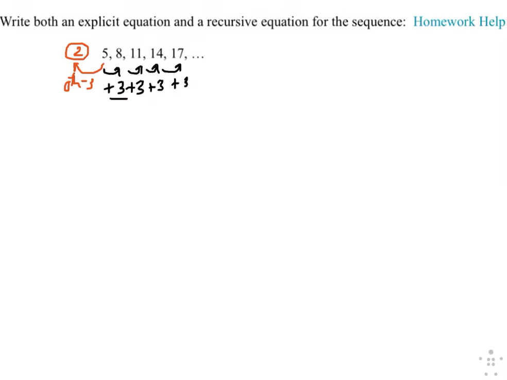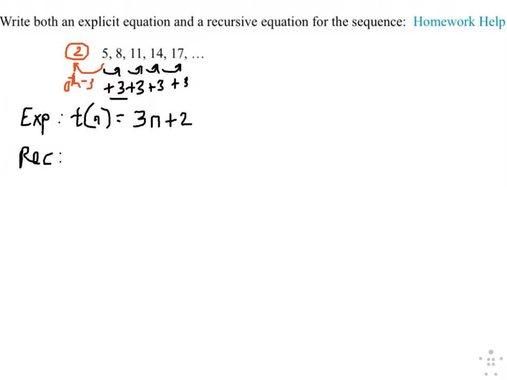So the explicit would be T of n equals the slope, or the common difference, 3n plus 2, 2 being the zeroth term. So there's the explicit.